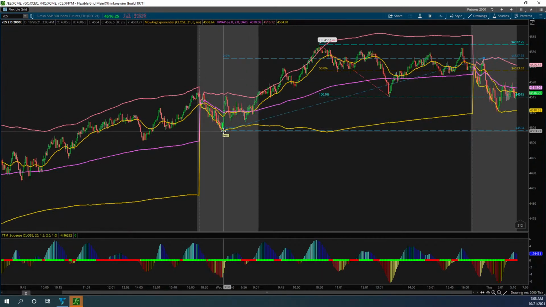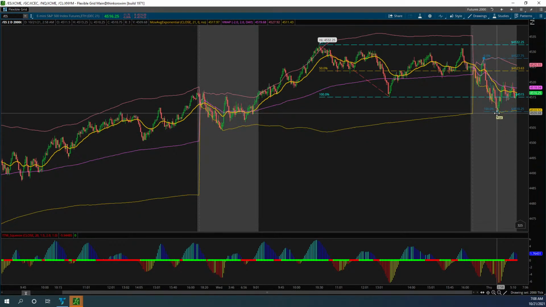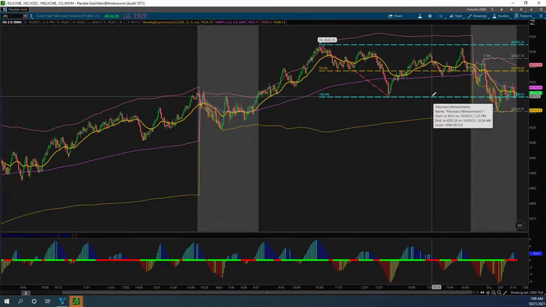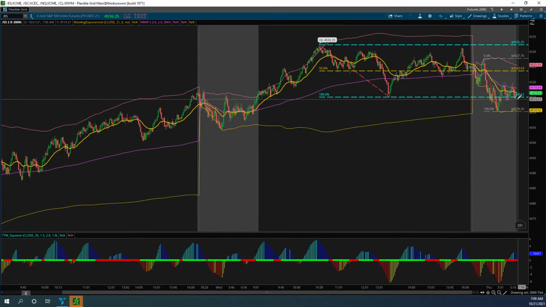The overnight session is not over yet, so I will review this later, but those are the high and the low for the overnight session. The high is 45.27.75, and the low is 45.10.25. If it breaks here, it is in the support area of the ES. We'll see if it's going to continue moving higher, stay in the range today, or break to the downside.